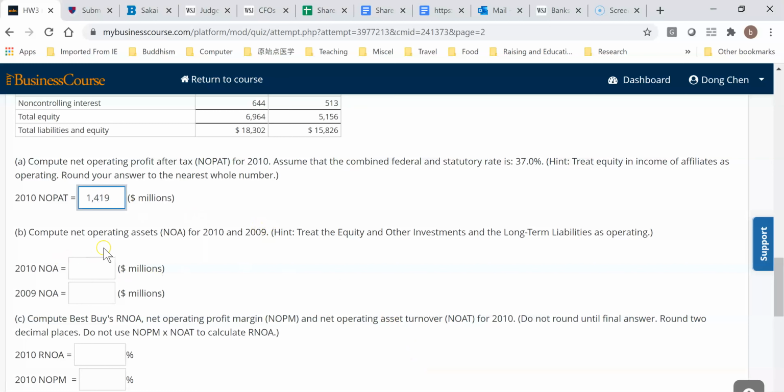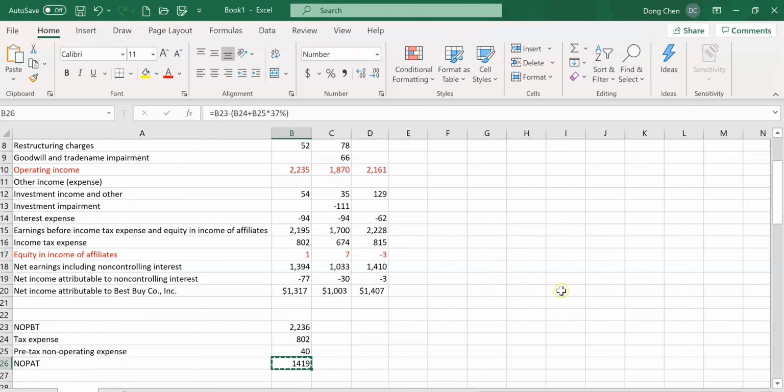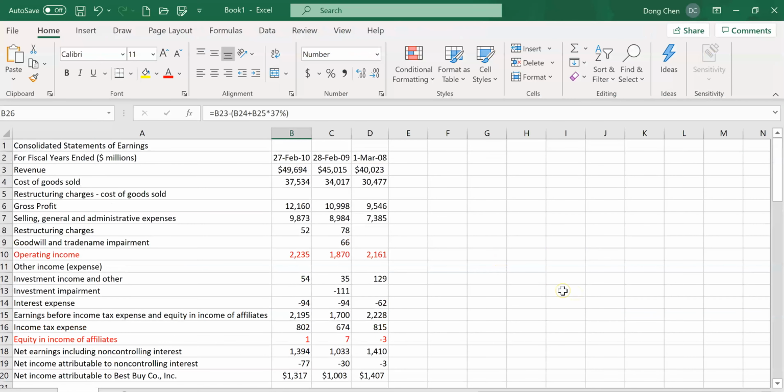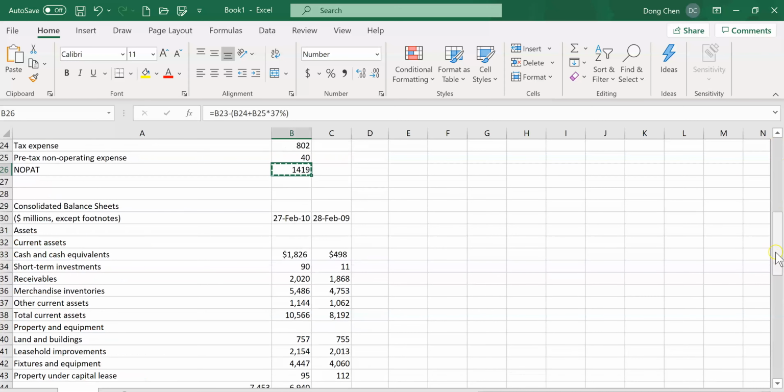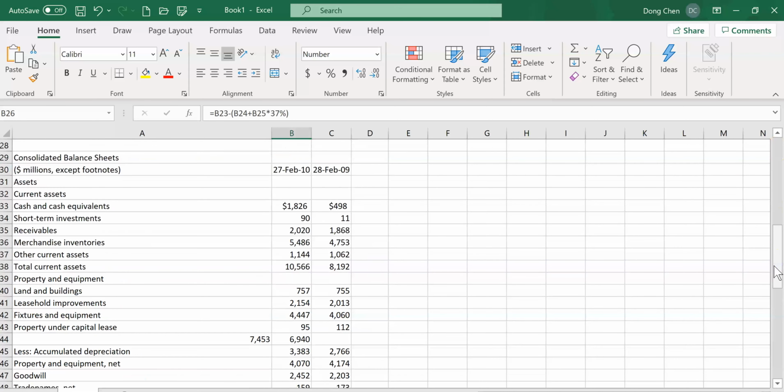And part B, compute net operating assets for these 2 years. Hint: treat the equity and other investments and the long-term liabilities as operating. Okay, so this probably is the most challenging part of this type of calculation, because the income statement is relatively easy to deal with in terms of decomposing the items into operating and non-operating items. But the balance sheet sometimes could get a little bit involved in order to do the same.